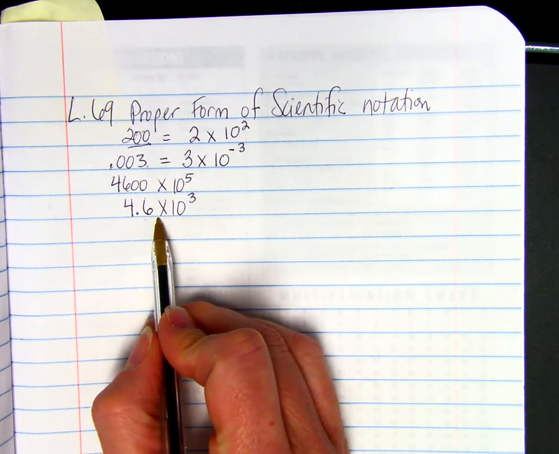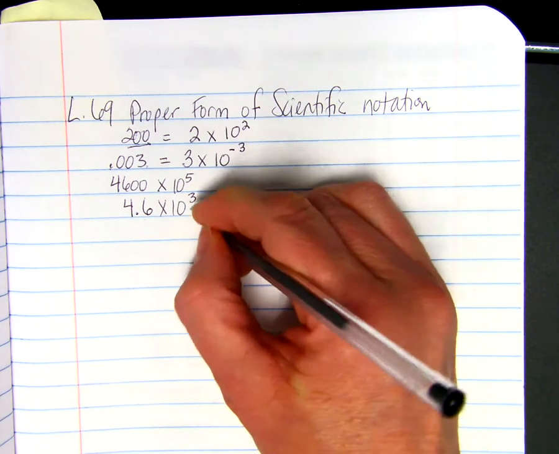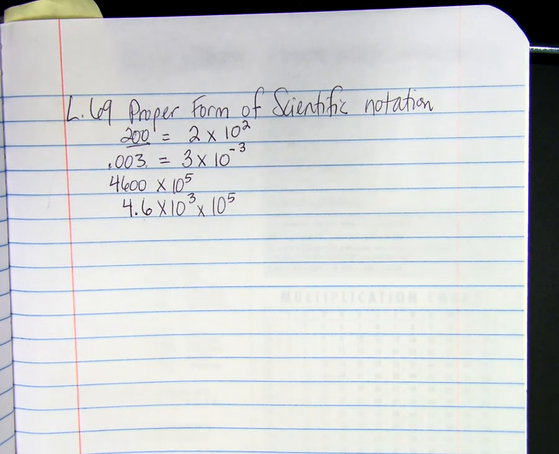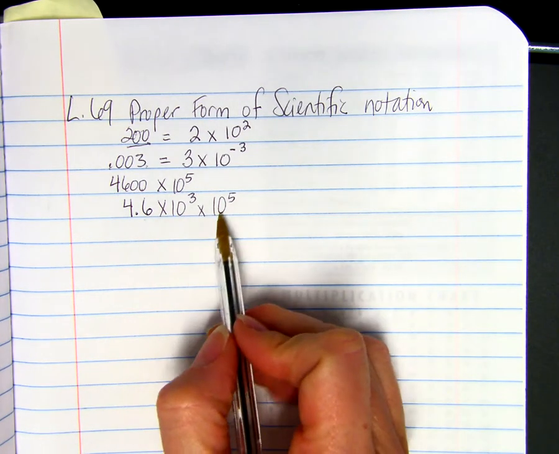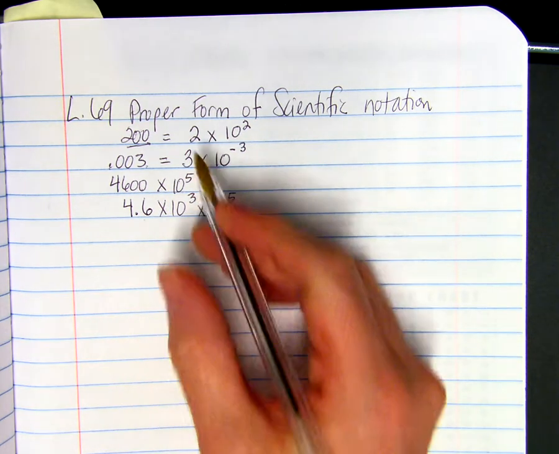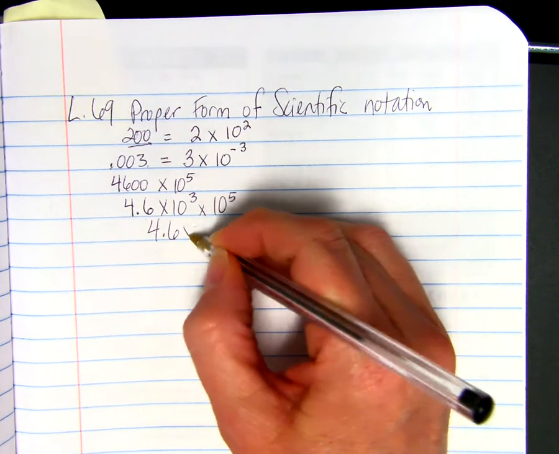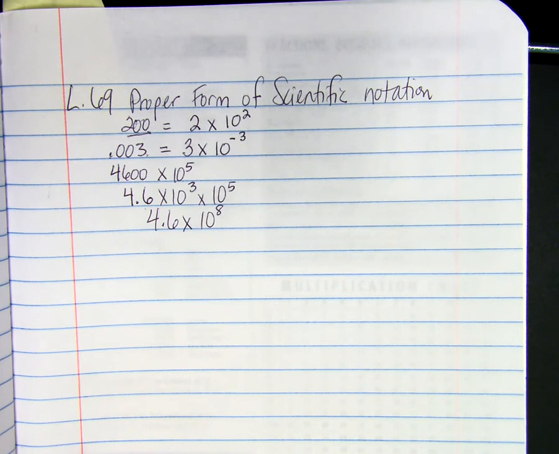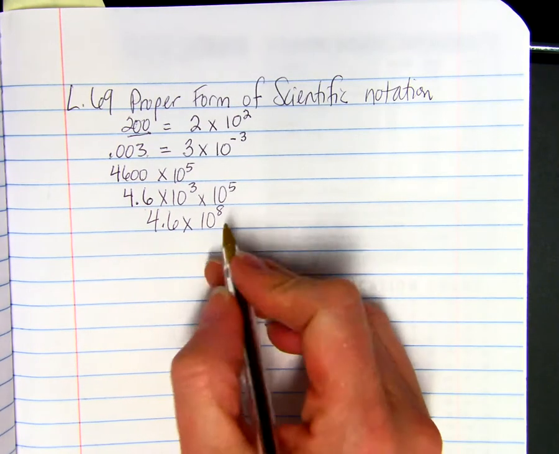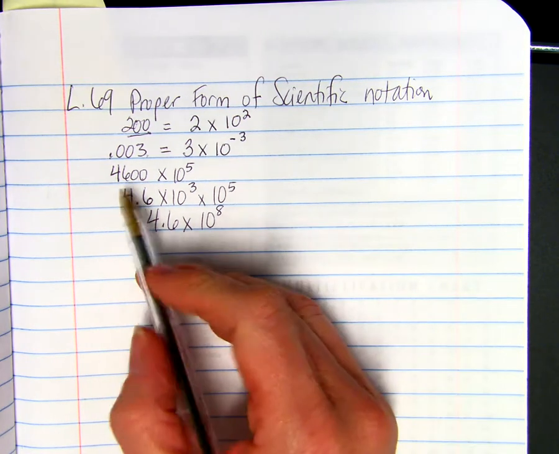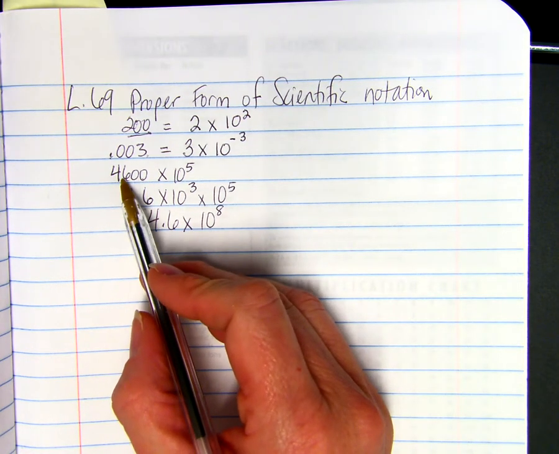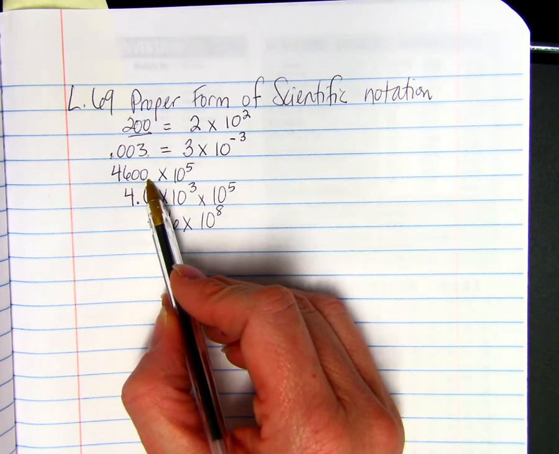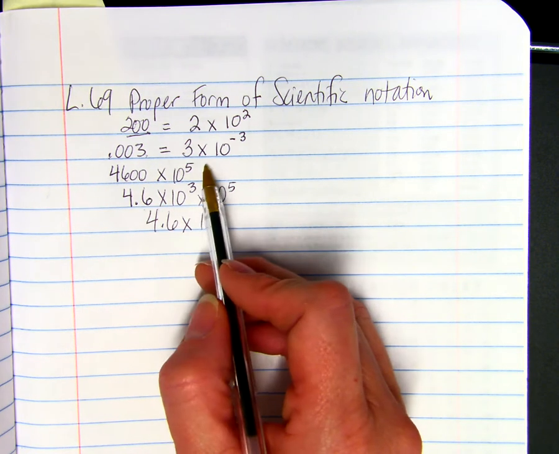Now this just means 4,600, but we still have times 10 to the 5th. And if you remember, when we multiply numbers that have the same base and different exponents, we just have to add the exponents. So this is going to be 4.6 times 10 to the 8th power. So that will be the proper scientific notation. If you look up here at the beginning, if you know the decimal goes there, we have to move it to the right 3 times. So we add 3 to the 5.